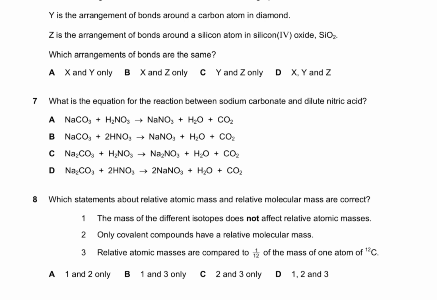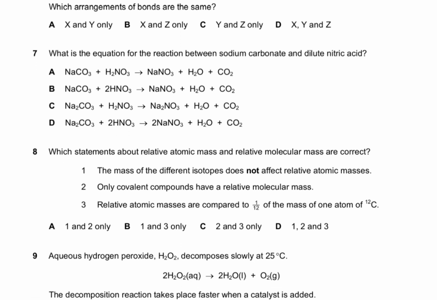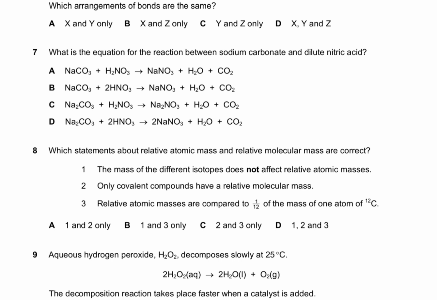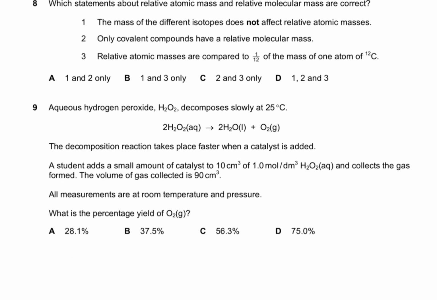Which statement about relative atomic masses and relative molecular masses is correct? The mass of the different isotopes does not affect relative atomic mass? They do affect it, so this is the wrong option. Covalent compounds have a relative molecular mass? Yes, they do. Relative atomic masses are compared to 1/12 of the mass of carbon? Yes, it is true. So the second and third are correct. So option C is the correct one.